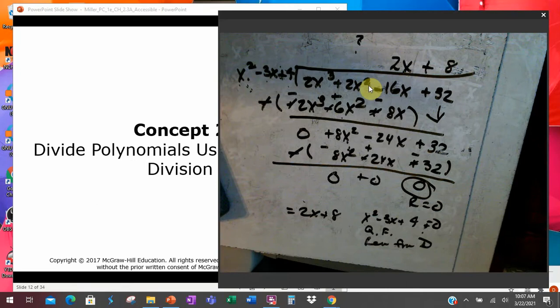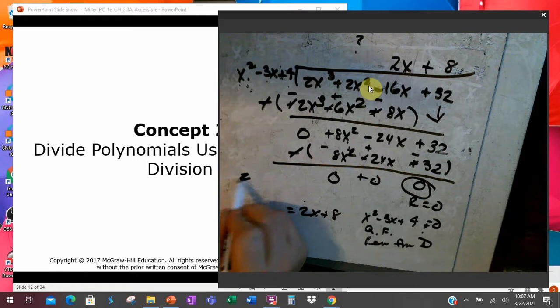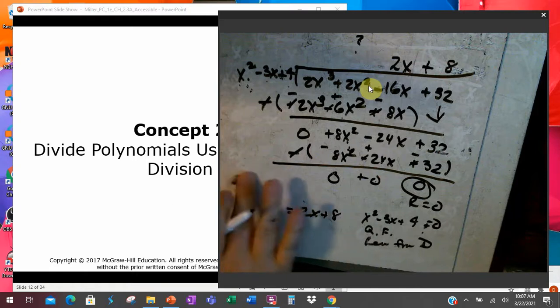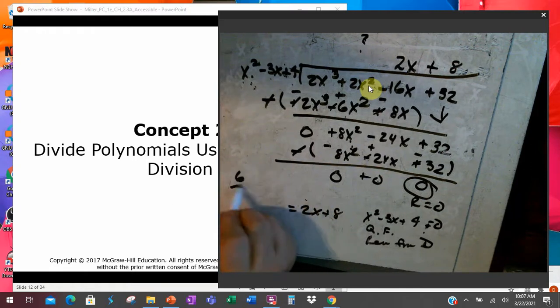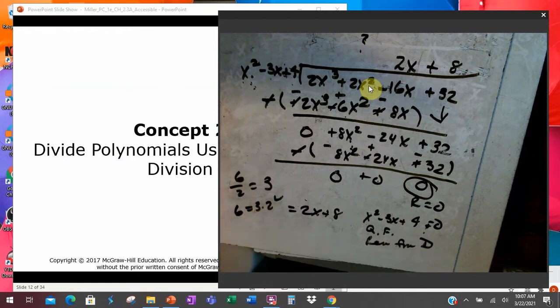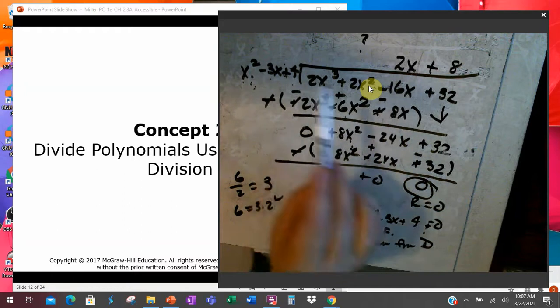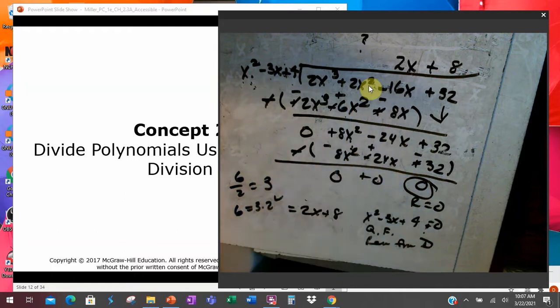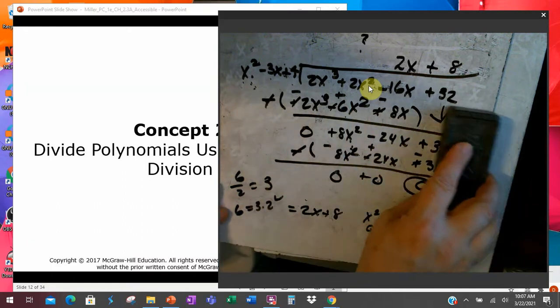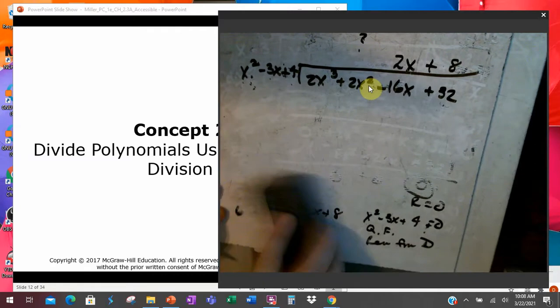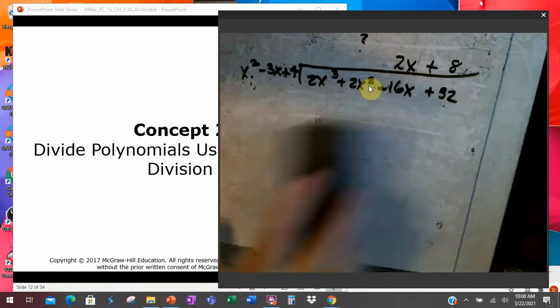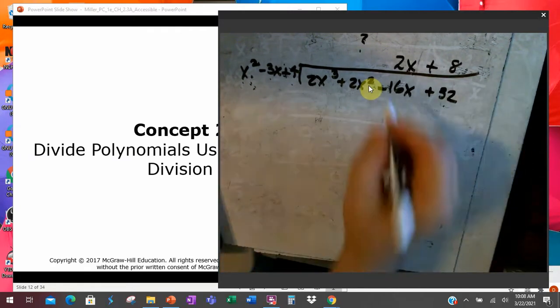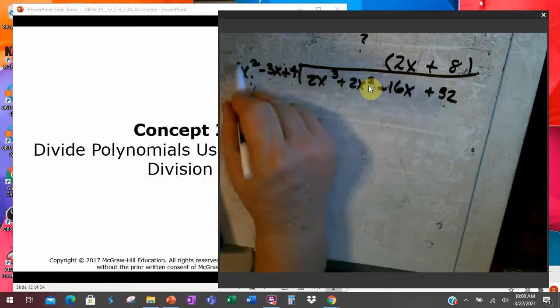Okay, just like if I had, in this case, 6 divided by 2 was 3. How do I check? Because 6 is equal to 3 times 2. So if I multiply this times this, I should get my original. And that's what I'm going to do. So I'm going to erase my work. I have no remainder that I need to put in here, but I'm going to multiply this times that.